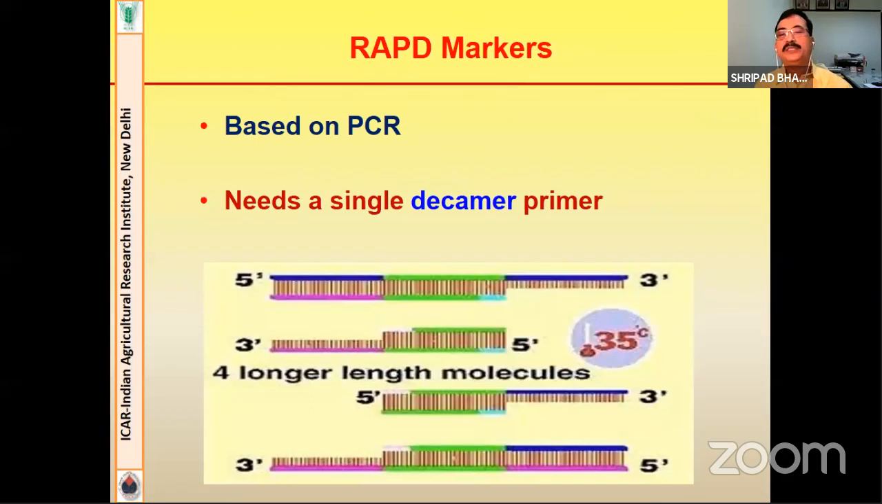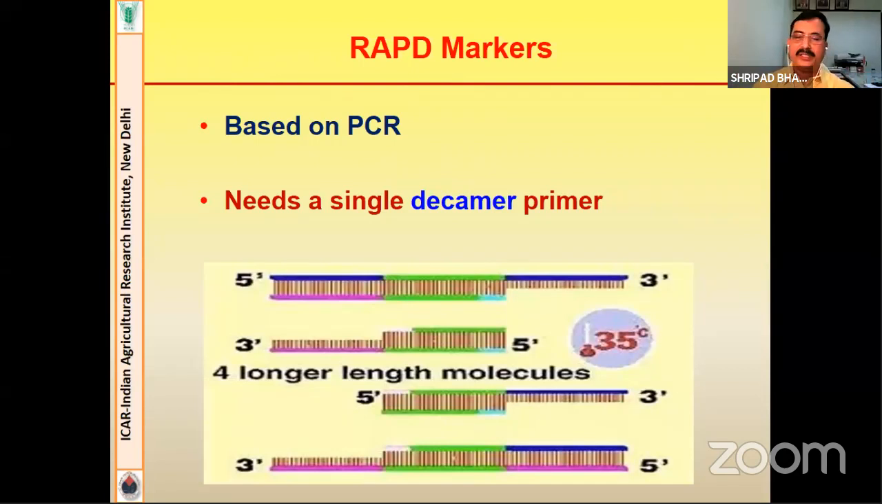Fine. The first generation marker of this PCR marker is RAPD, random amplified polymorphic DNA. Remember the literal meaning: random amplified. It means the primer will bind randomly anywhere in the genome. So here you use a decamer. Deca means 10, meaning the primer length will have only 10 nucleotides. So we call it decamer.